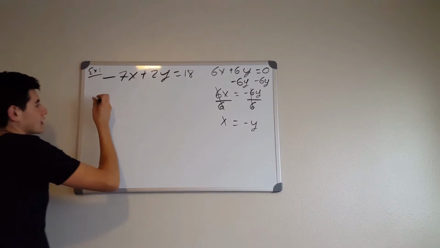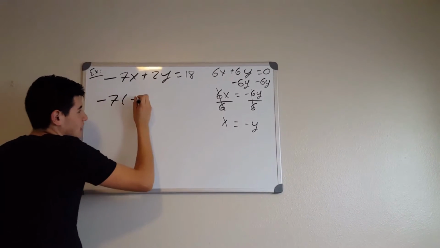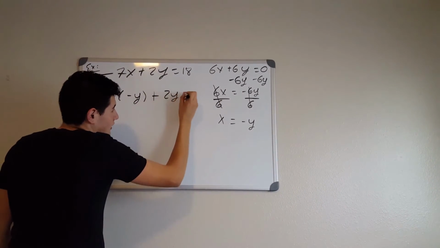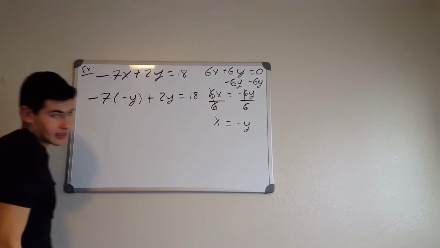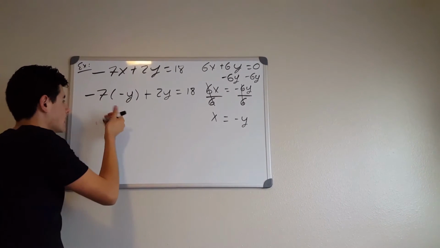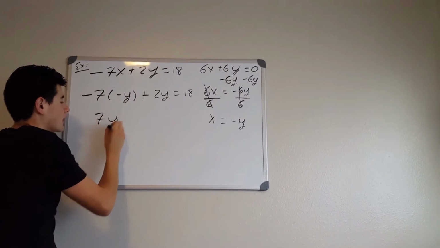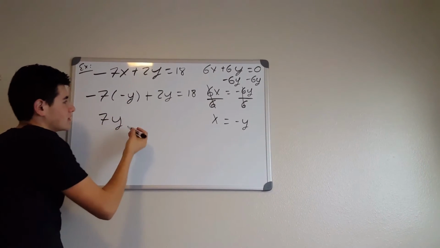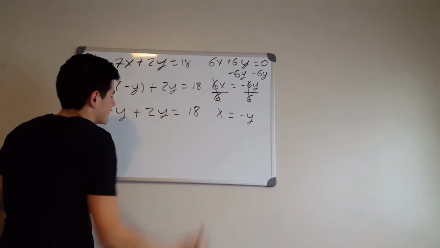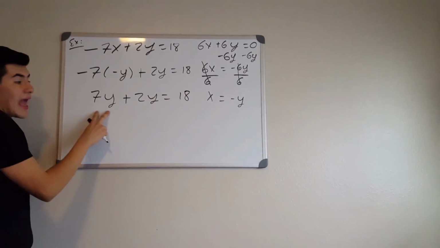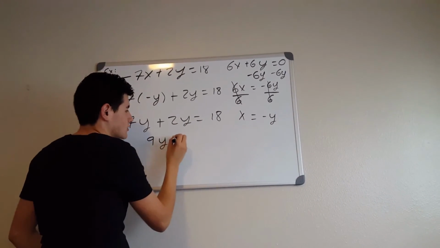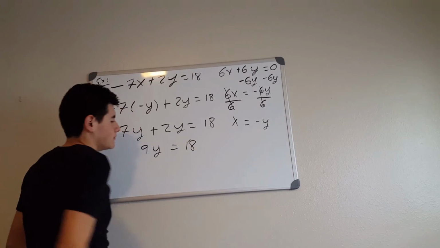So I see an x here: negative 7 times negative y plus 2y is 18. Negative 7 times negative y is a positive 7y, because negative times a negative is positive, plus 2y is equal to 18. 7 apples plus 2 apples is 9 apples, which is equal to 18.